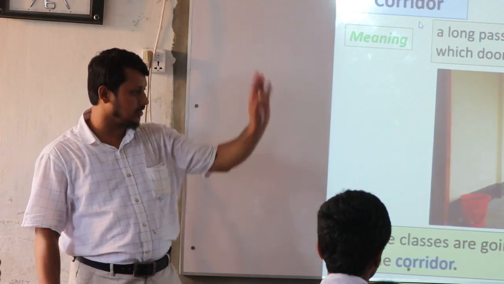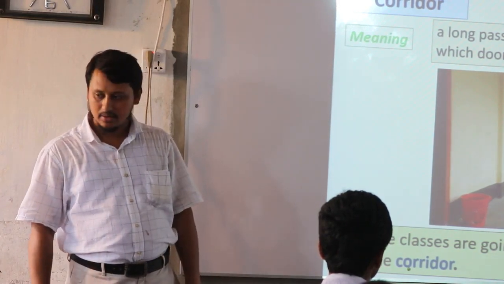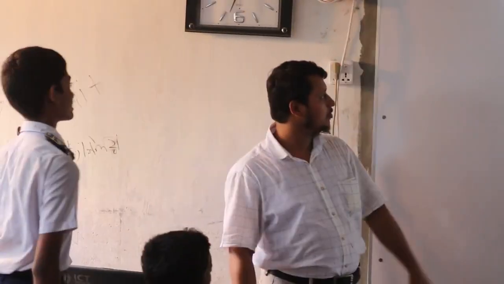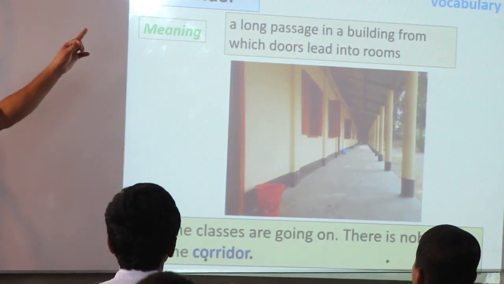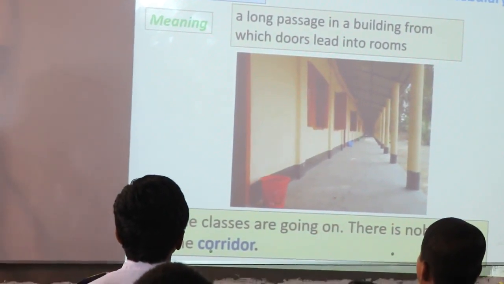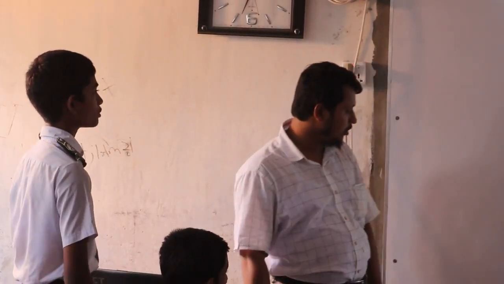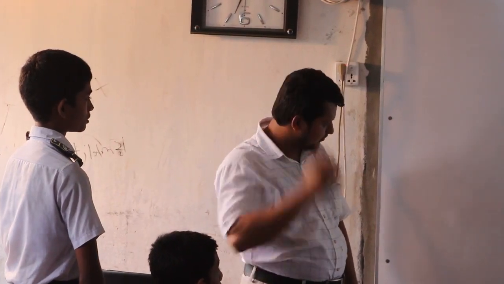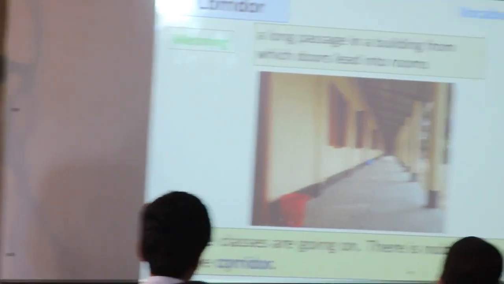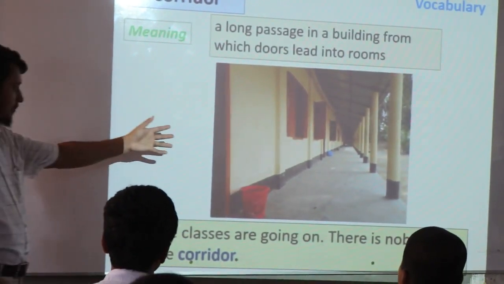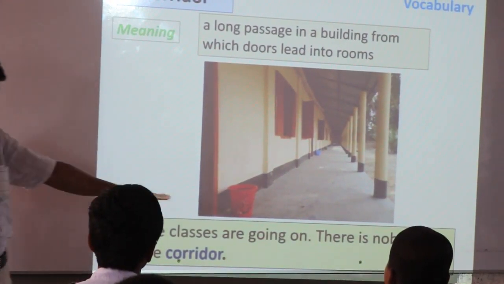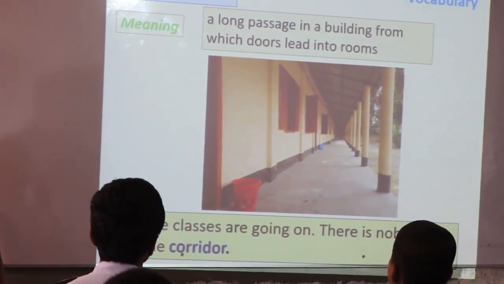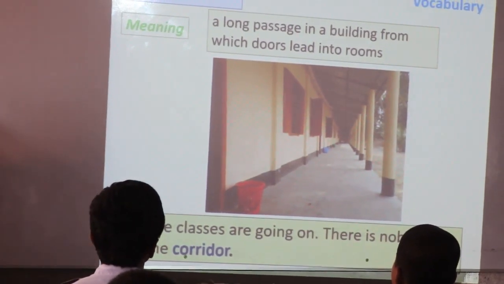There is also a word. You sit down. You stand up. What is the pronunciation of the word? Corridor. Corridor means a long passage in a building, from which doors lead into rooms. Okay? Yes, sir. The classes are going on. There is nobody in the corridor. Maybe this is the picture of a school. Yes, and the classes are going on. And there is nobody in the corridor. Do you understand? Yes, sir. Okay, you sit down.